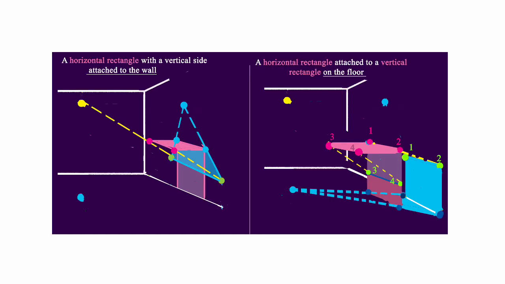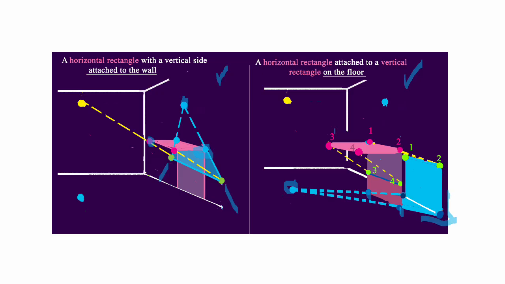Let's look at a horizontal rectangle that's attached to the wall or attached to the floor. When it's on the wall, we use the wall vanishing point to go through the back corners, and the light goes through the front corners to give us these two intersections. When the rectangle is attached to a vertical rectangle on the floor, we use the floor vanishing point to go through the base of this structure to the wall and up.